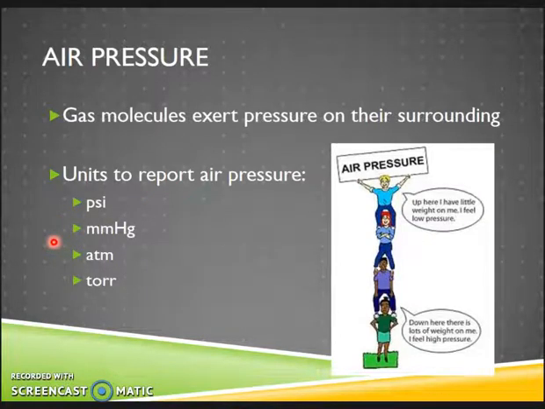mmHg refers to millimeters of mercury, and that goes back to a barometer that would have mercury in it. As that barometer changes, that mercury would rise up or fall a certain number of millimeters. ATM refers to atmosphere, and the torr refers to the person who discovered that term. So, four different units that you will see commonly referring to air pressure.